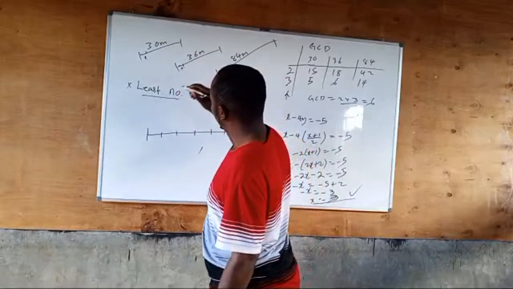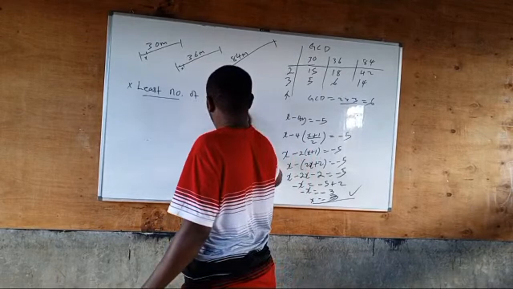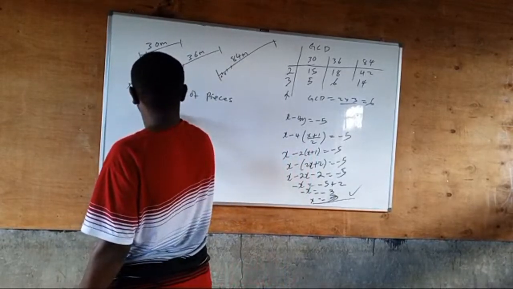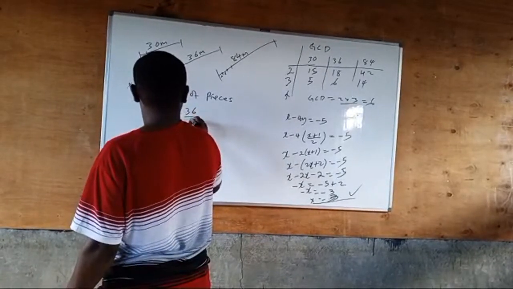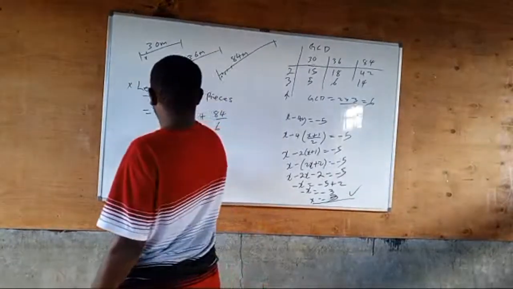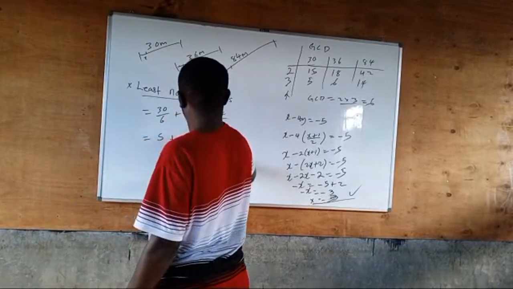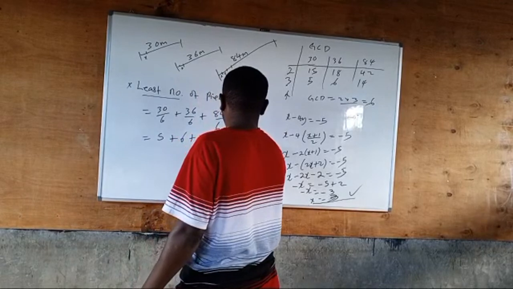Now divide. So this number of pieces is equals to 30 over 6 plus 36 over 6 plus 84 over 6. The answer is 5 plus 6 plus 14 equals 25.